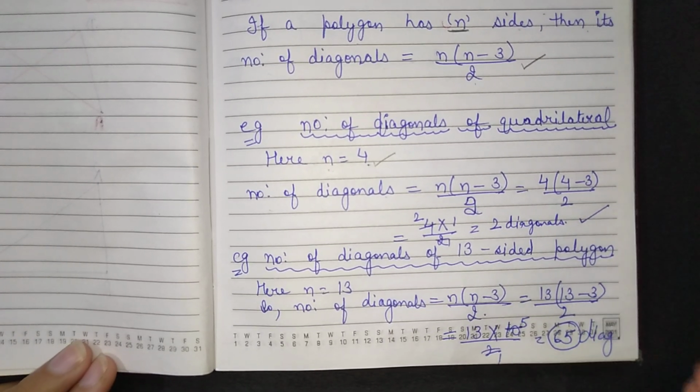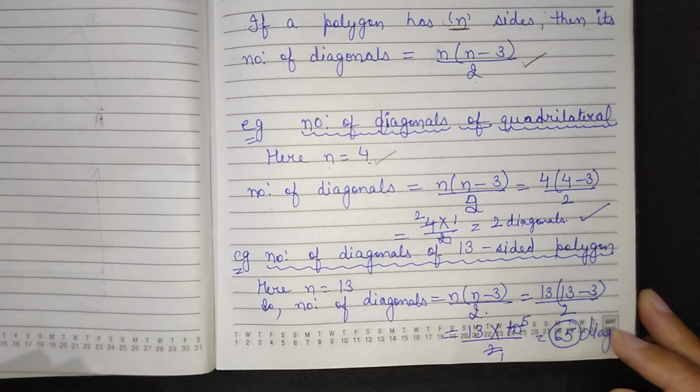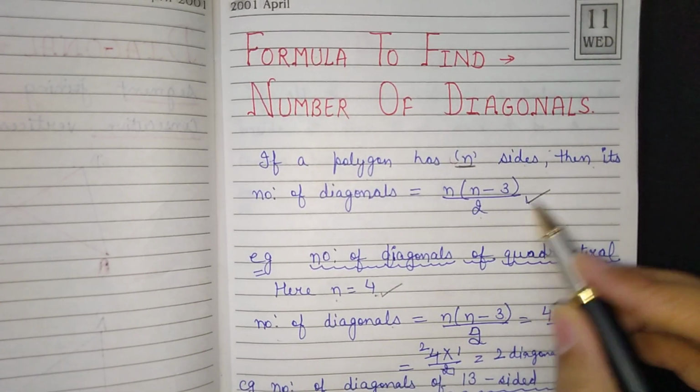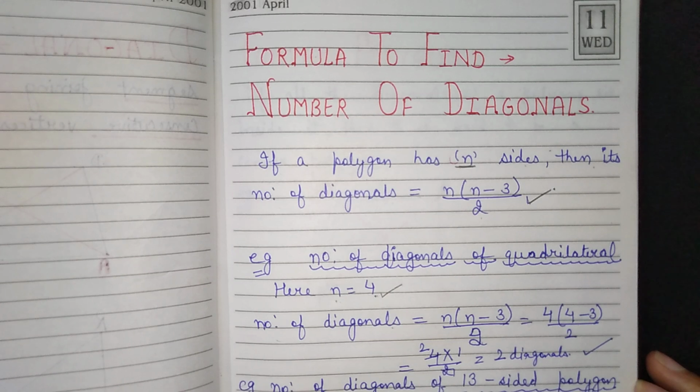65. And if you draw the diagram and count the diagonals, then it will be a very difficult and time consuming process. So always please use the formula. It will become very easy to count the number of diagonals.